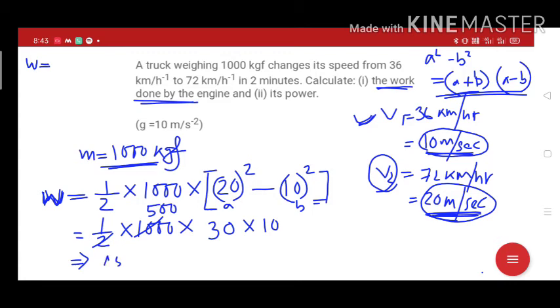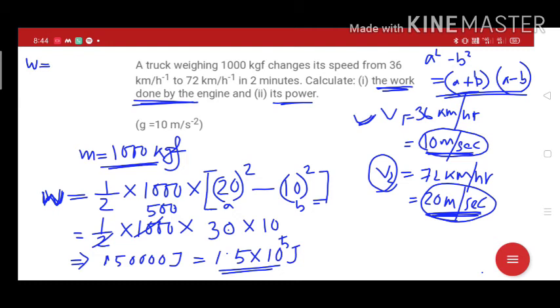So 5 into 3 is 15, then 1 2 3 4 zeros, joule. Or you can write 1.5 into 10 to the power 5 joule. So what is the amount of work done? The amount of work done is 1.5 into 10 to the power 5 joule.